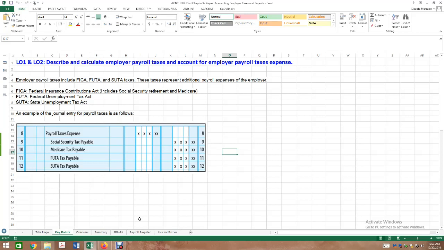So FICA is comprised of two taxes, which are Social Security and Medicare. Social Security is also known as OASDI, something about old age survivor disability income, but it's basically just your Social Security and your Medicare tax. We also have FUTA. FUTA stands for Federal Unemployment Tax Act, and we have SUTA, State Unemployment Tax Act.